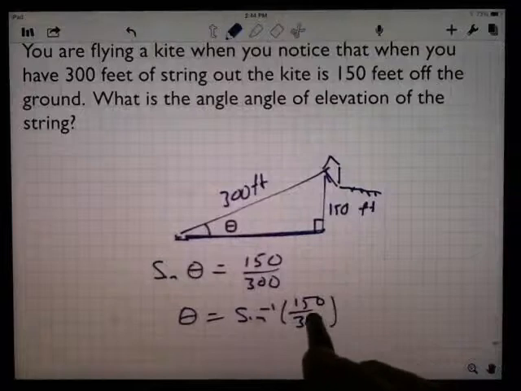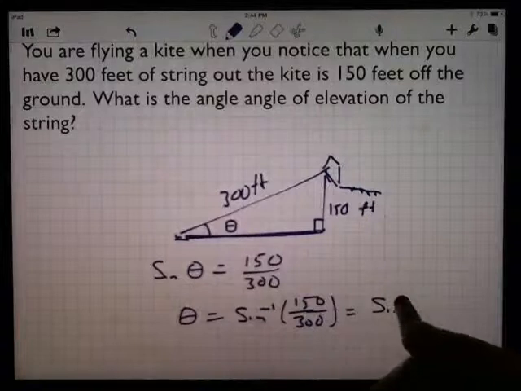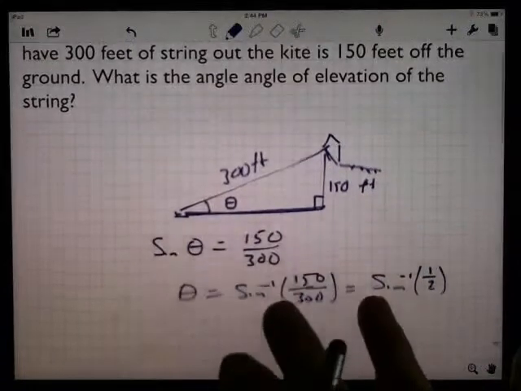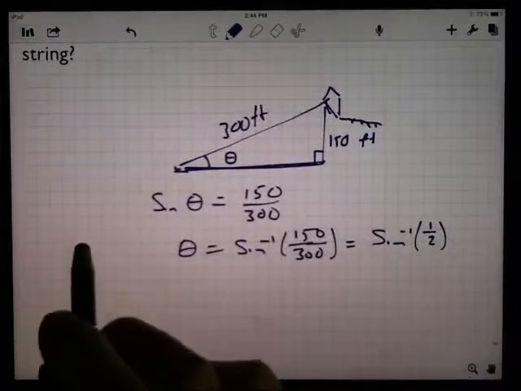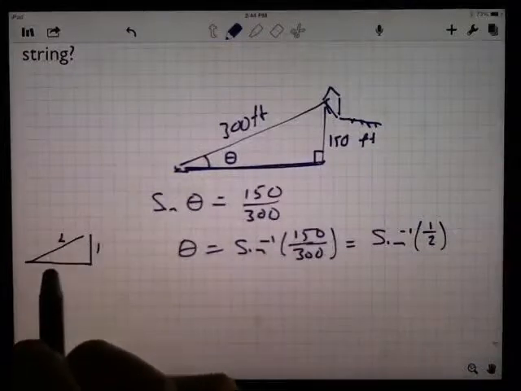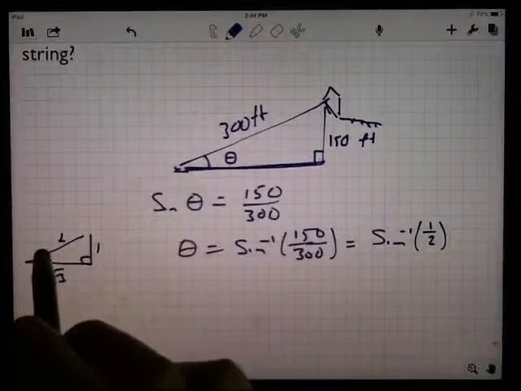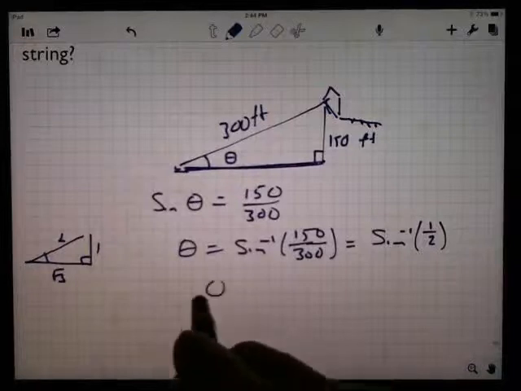I'm starting to feel like maybe I should be able to recognize this, because 150 divided by 300 is nice, isn't it? That's the sine inverse of a half. That's one of my nice angles, it seems to me. If I had 1 and 2, isn't the other side the square root of 3? So that should be a 30-degree angle. Let's see if my calculator agrees with me here. If I say sine inverse of 150 divided by 300, it says, yeah, 30 degrees, right?